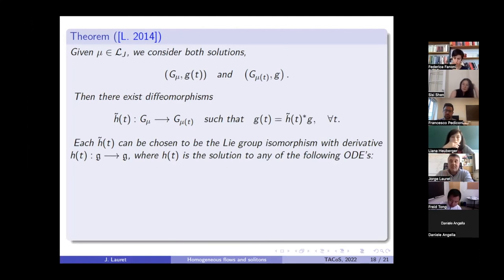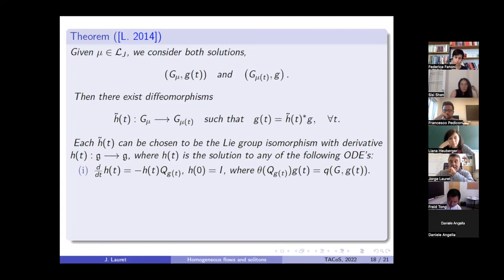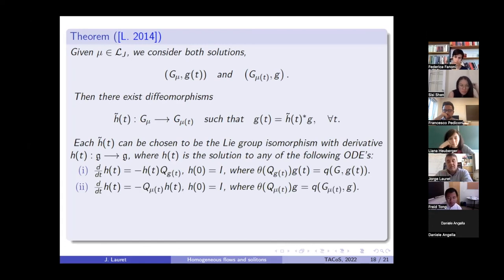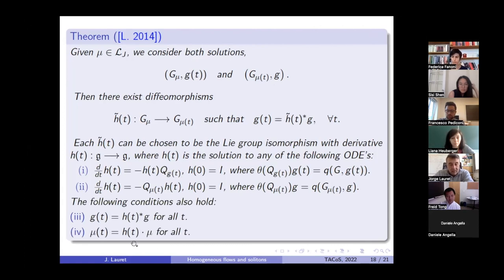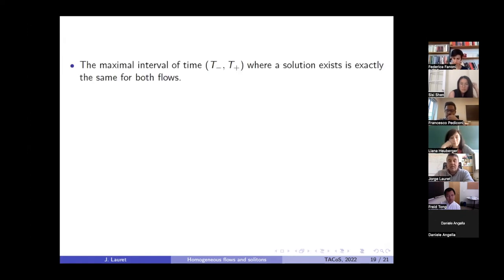And these diffeomorphisms, giving the equivalence at each time t, can be chosen to be the solution to these ODEs. If you already have the solution G of T, you get H of T in this way, solving this ODE, and then you get the bracket flow solution. And conversely, if you have mu of T, you solve this ODE and get the solution. So they are completely equivalent, in particular the maximal time interval of existence is the same.